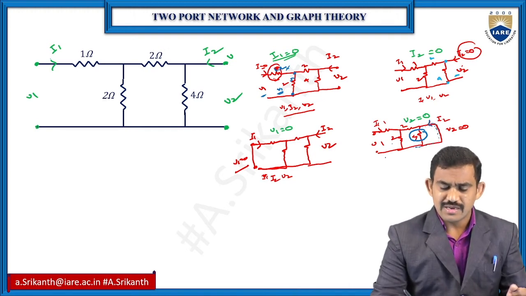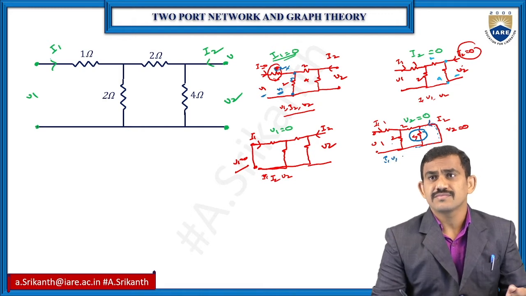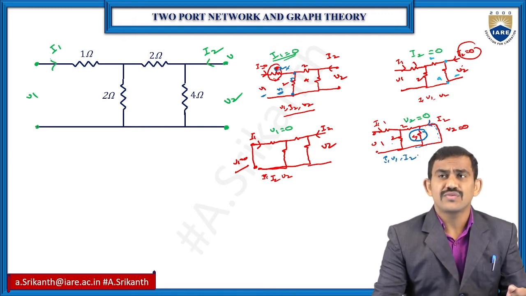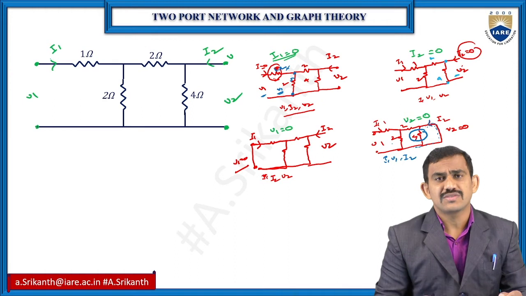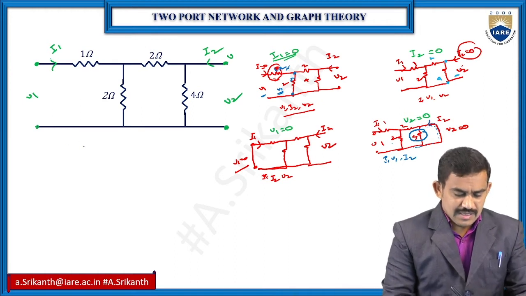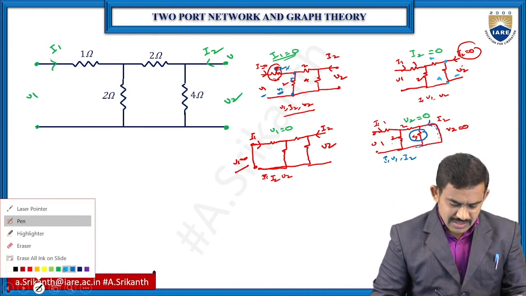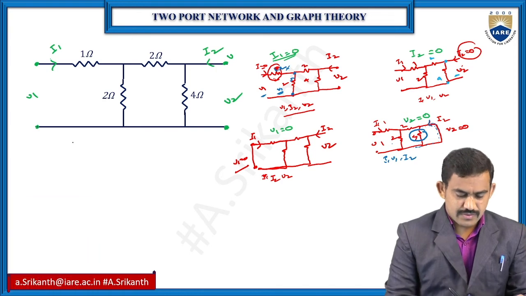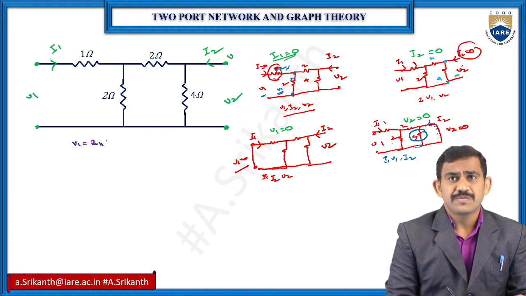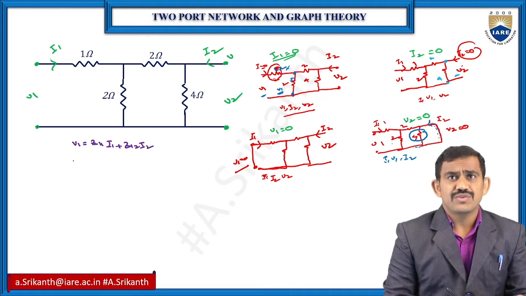Here we need to find out I1, V1 and I2 values. If you find these values, we'll get the parameter values. If you observe the Z parameters, V1 equals Z11 I1 plus Z12 I2. Coming to V2, we have Z21 I1 plus Z22 I2.